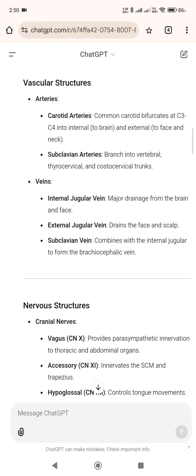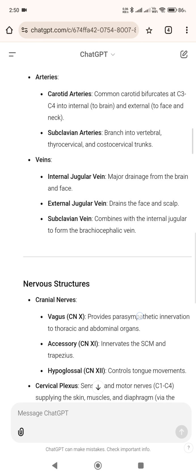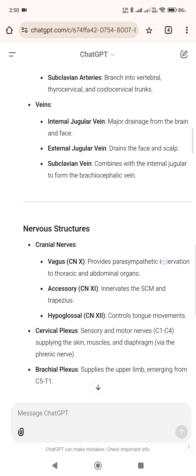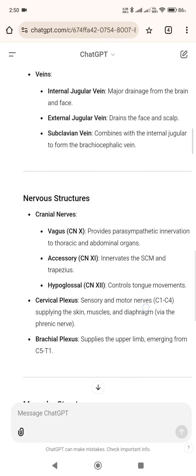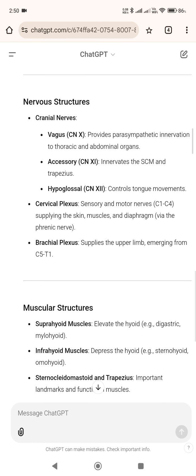Veins, internal jugular vein, major drainage from the brain and face. External jugular vein drains the face and scalp. Subclavian vein combines with the internal jugular to form the brachiocephalic vein.